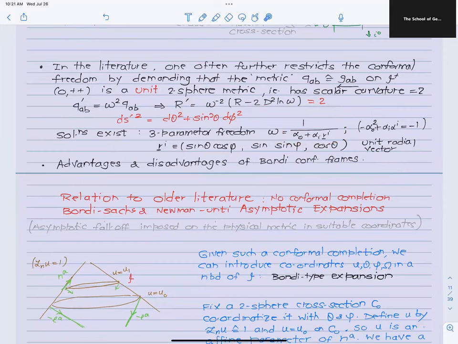And in fact, there is a four-parameter family of solutions to this, which I have written down here explicitly. The alphas are constants, subject to the condition alpha 0 squared plus alpha 1 squared plus alpha 2 squared plus alpha 3 squared equal to minus 1. And this R_i is just a vector whose components are sin theta cos phi, sin theta sin phi, cos theta. This is a unit radial vector.